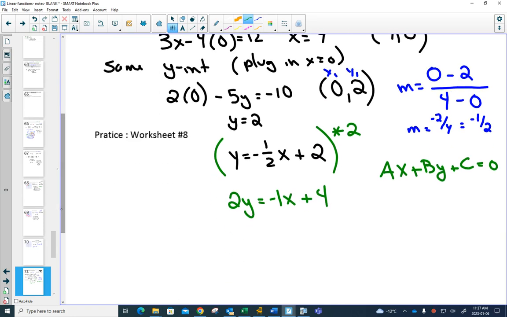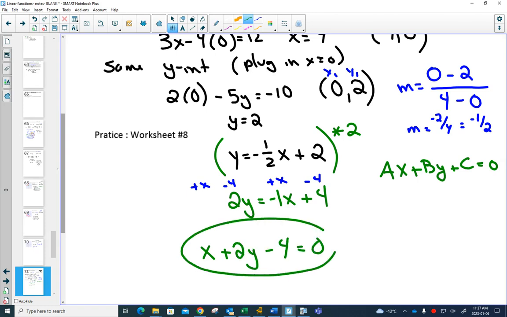Then I need to make one side equal to 0. I need the value in front of x to be positive. Right now it's not positive, so I'm going to move everything to the left side, add x to both sides, subtract 4 from both sides. My final equation then is x plus 2y minus 4 is equal to 0. We want to do the x first, then the y, then the number.